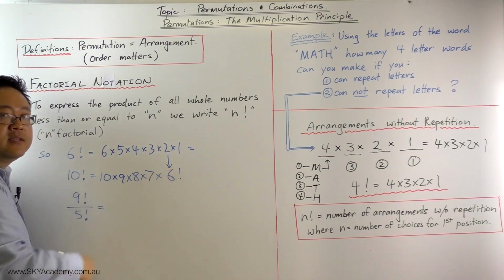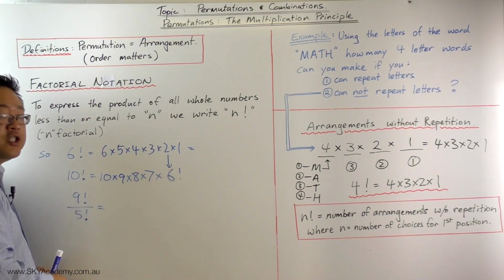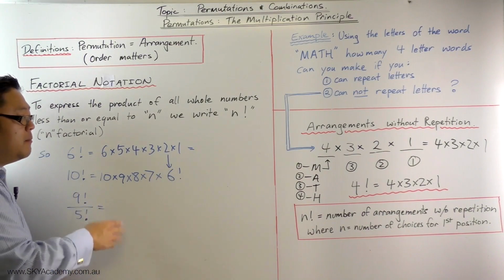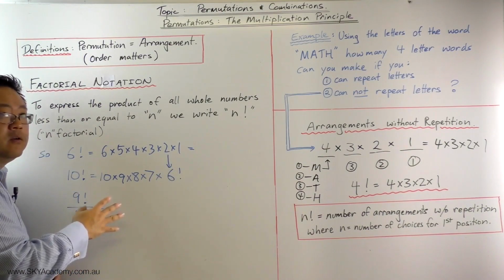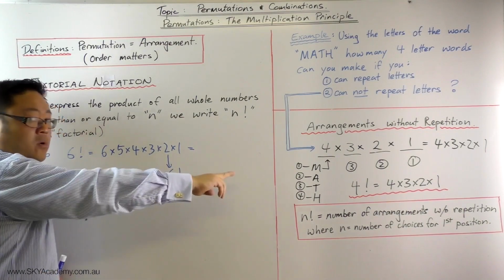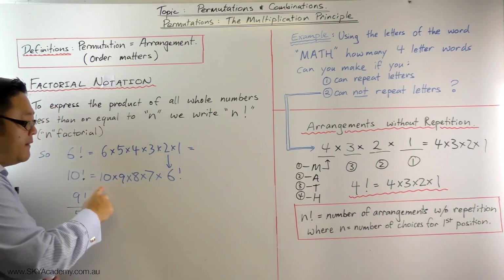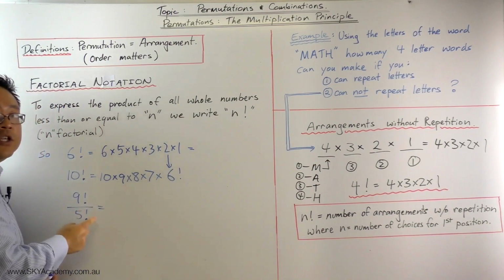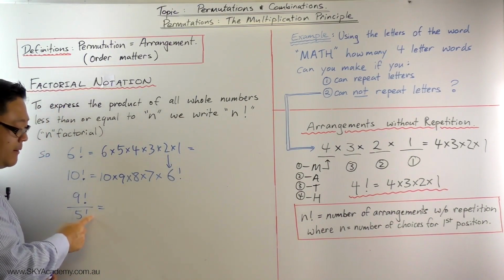Now, why am I doing this? More than anything, to show you that we can be creative with it, right? More often than not, it's easier, or probably more standard, to write 10 times 9 times all the numbers back down to 1. But I've done this specifically because I want to show you how that'll apply here.